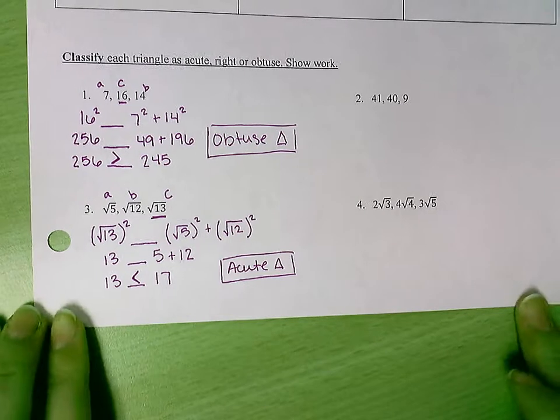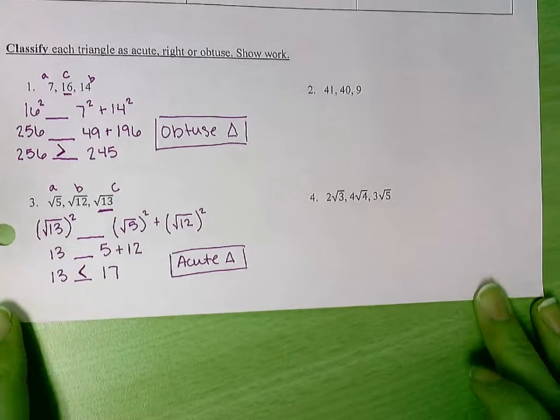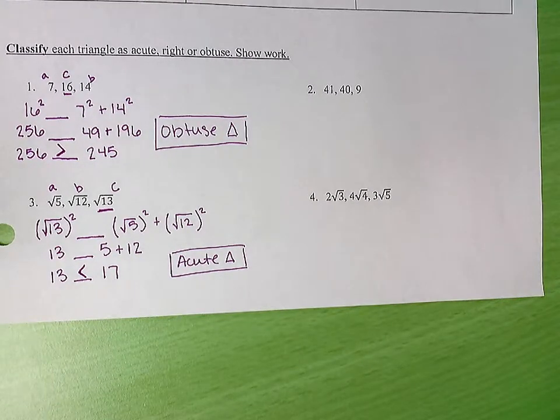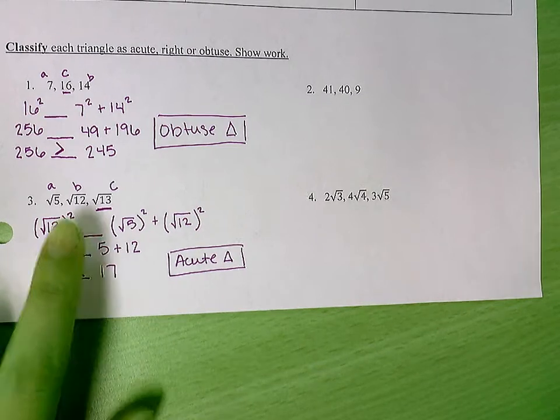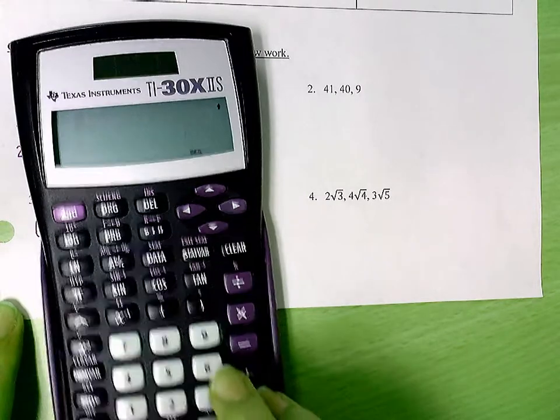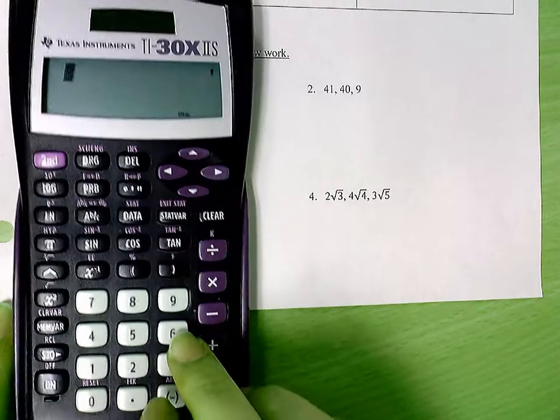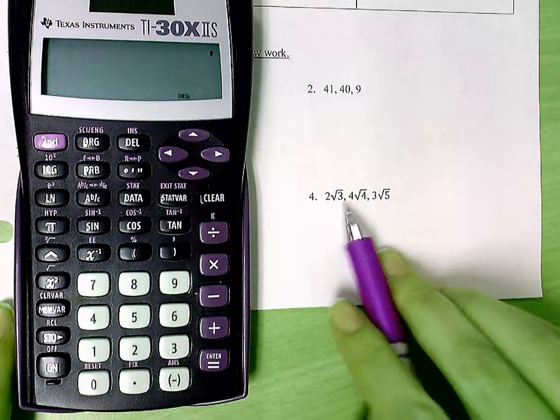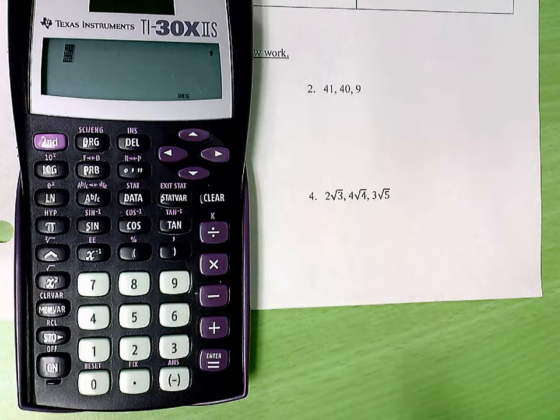All right, I'm going to go through number 4 then. Okay, again, this one's a little bit different. It has some square roots in it, but it also has constant numbers on the outside of that square root. So just like what I did before with these ones, I'm going to type them into my calculator, okay, to see which one of those 3 numbers is our greater number.